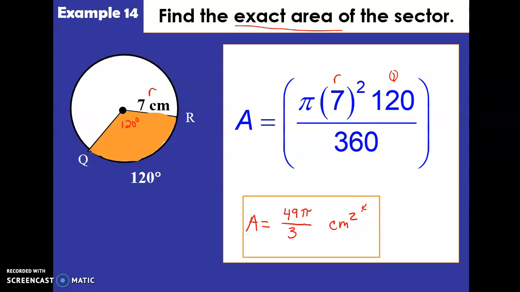You're always in squared units when you are in area. Notice I have pi in my answer because this is exact. It is not an estimate.